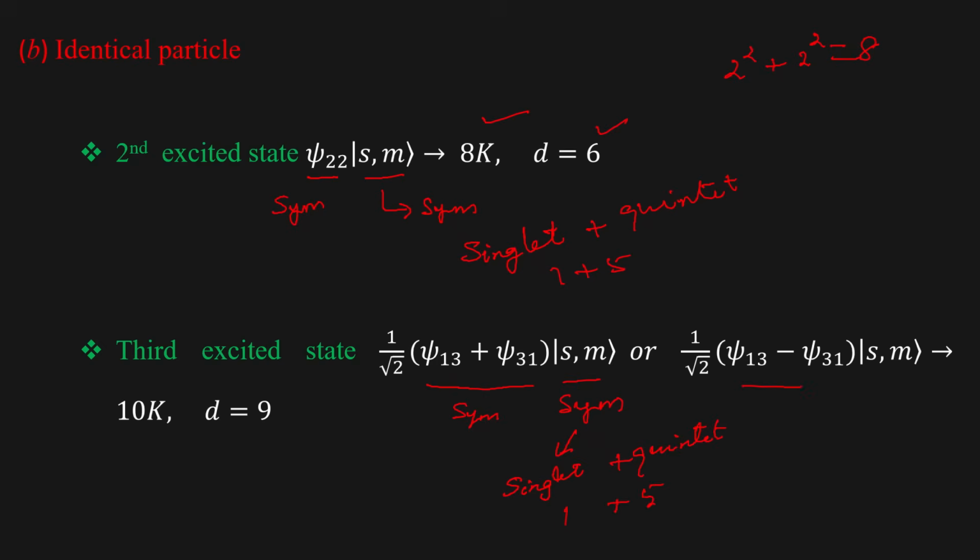So the singlet is 1 plus the quintet 5, 6. Then what about this? This is anti-symmetric. So naturally, this must also be anti-symmetric in order to make the total symmetric. So you have the triplet state, which is anti-symmetric. So that is 3. So 1 plus 5, 6, 6 plus 3, 9. So the degeneracy is 9. What about the energy state? The energy state here is 1 squared plus 3 squared, which is equal to 10. So this is the 10.